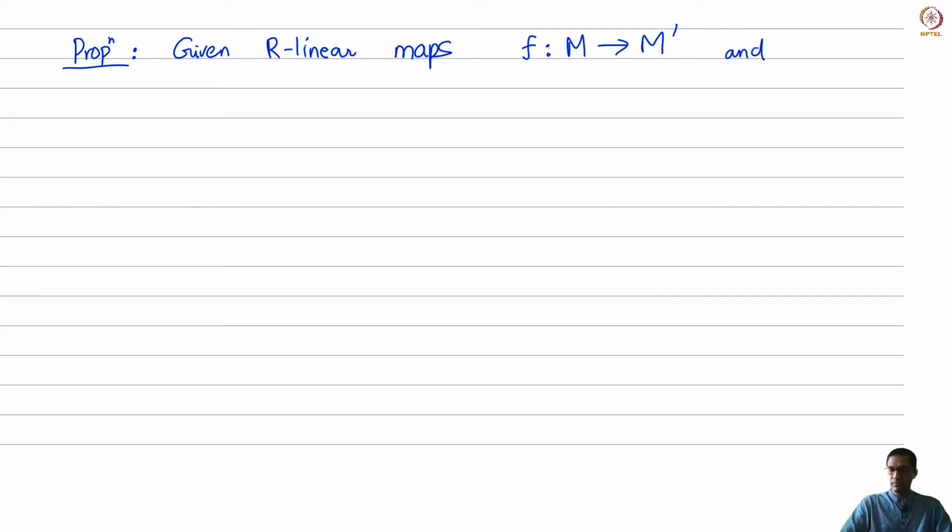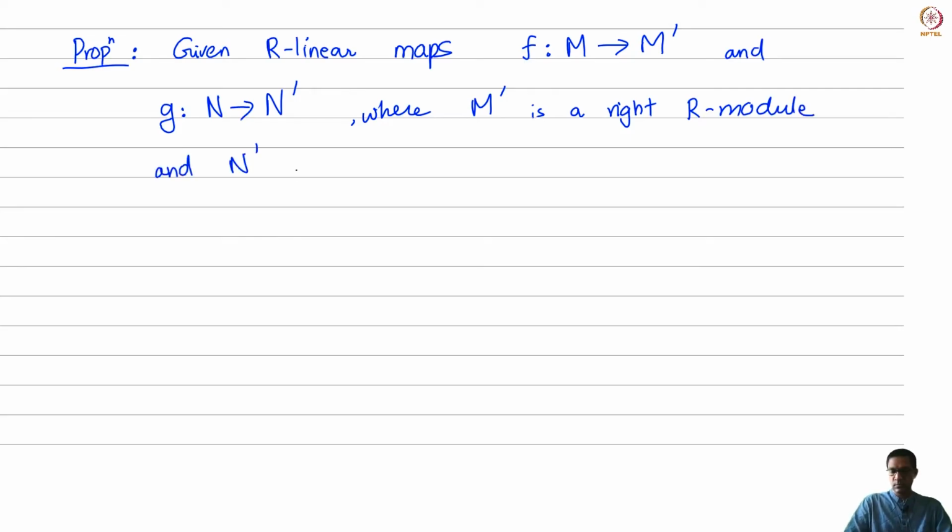So we have constructed the Z module M tensor N. The goal of today's lecture is to see what happens when you have maps or homomorphisms of M and N. Suppose I give you R linear maps: a map f from M to another right module M dash, and g from N to N dash, where M dash is a right R module and N dash is a left R module.